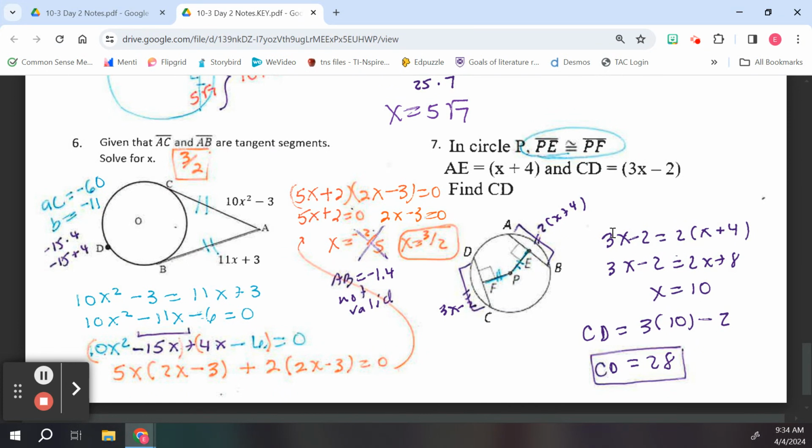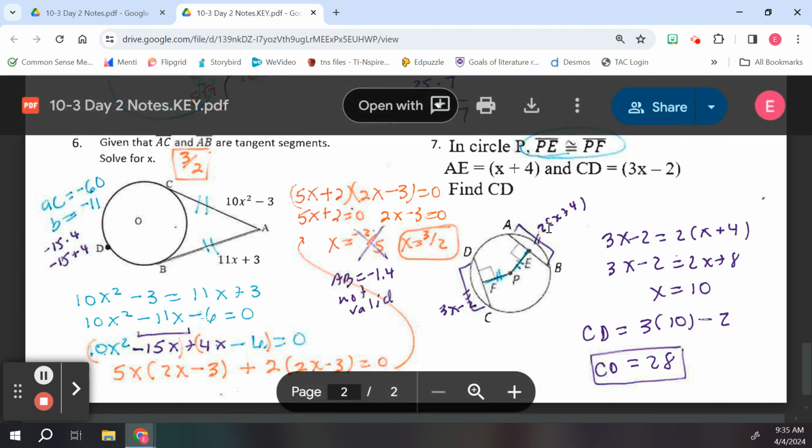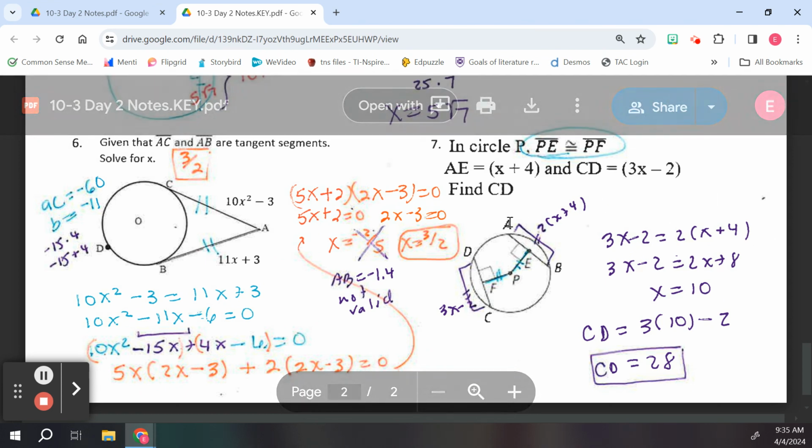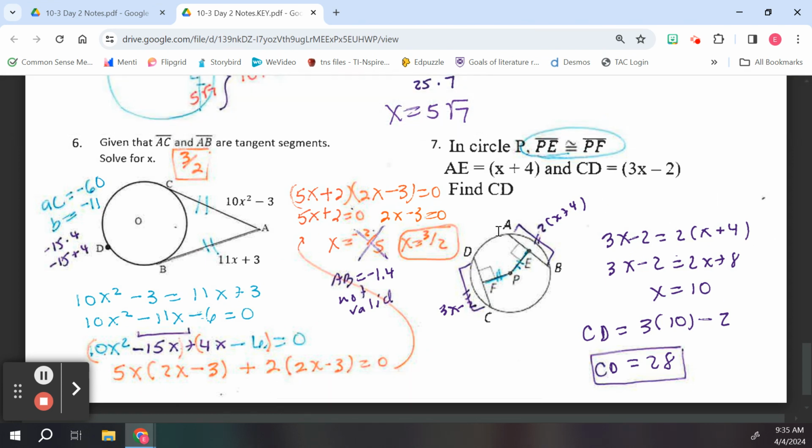All right, 7. In circle P, PE is congruent to PF. AE is equal to x plus 4, and CD is equal to 3x minus 2. Find CD. All right, so again, we know that those distances from the center to the chords are not only creating those perpendicular lines, but also congruent. Now, the key here was this part. They're telling you A to E. They're not telling you A to B. You had to double that.